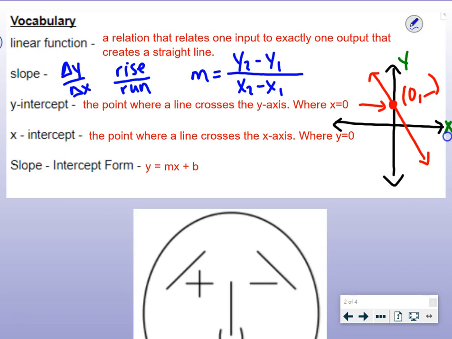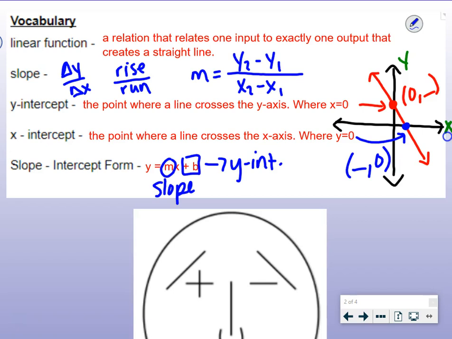The opposite would then be the x-intercept, is where the point where the line crosses the x-axis, where y equals 0. So if we look at that point right there, that would be your x-intercept. And at that point, y would equal 0. So your coordinate would be something for x and then 0 for y. And then we have slope-intercept form, which is y equals mx plus b, where m, that's your slope, and b is your y-intercept.